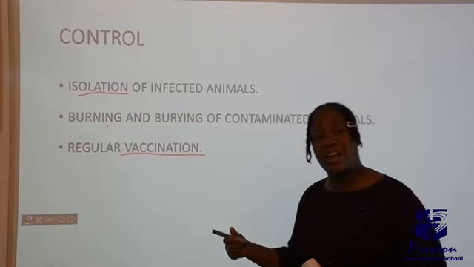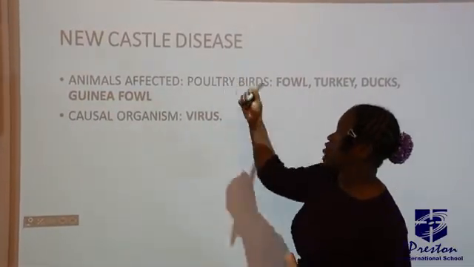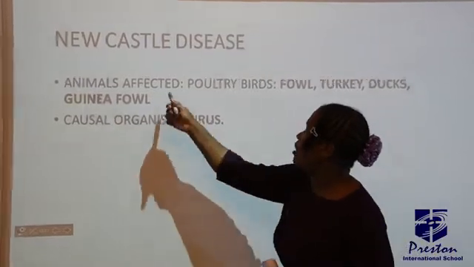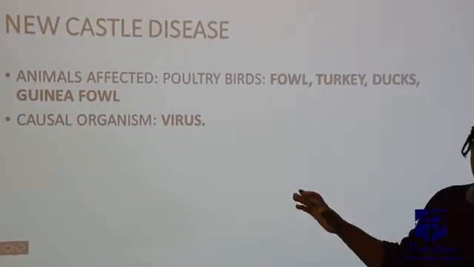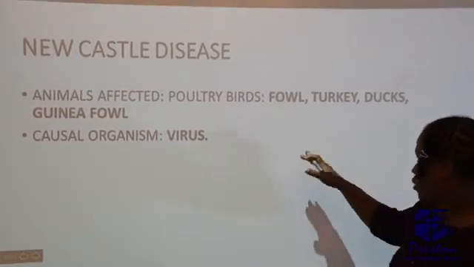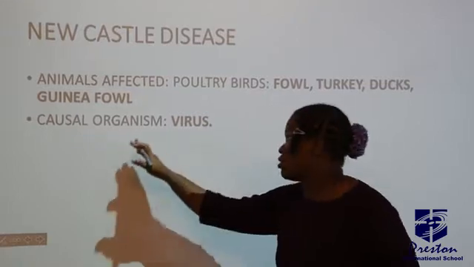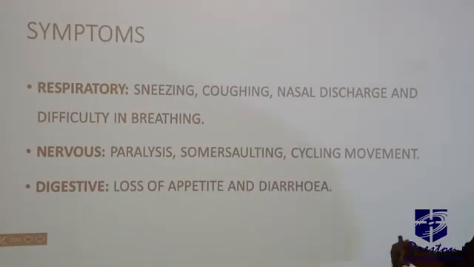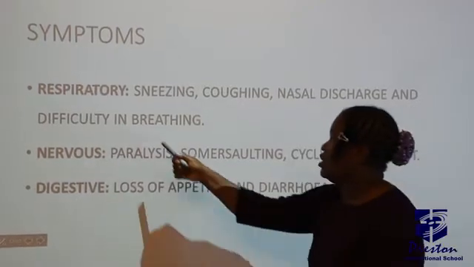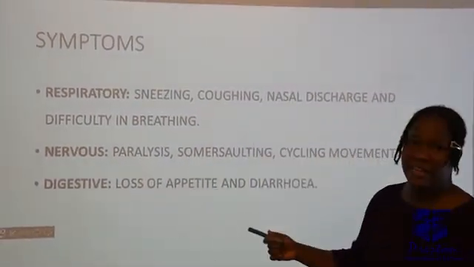Now, let's look at the next disease, which is Newcastle. Newcastle disease, animals affected: poultry birds. Newcastle disease is a disease of poultry birds, for example, the fowl, the turkey, ducks, the guinea fowl. The causal organism is what? The virus. Now, we have 3 major symptoms. We have the respiratory symptoms, the nervous symptoms, and then the digestive symptoms.